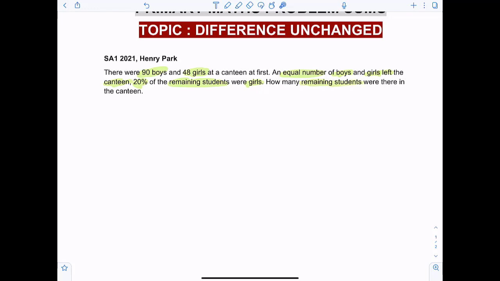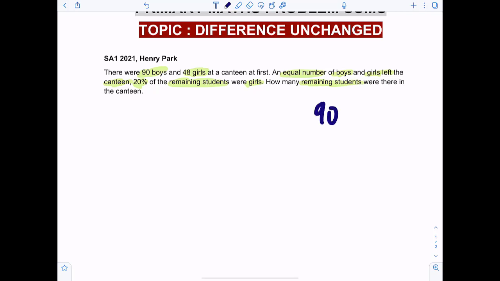Now, to do this question, we need to identify the keywords, which is an equal number of boys and girls left. So when this happens, this is actually a difference unchanged problem sum. Alright? Why is that so?